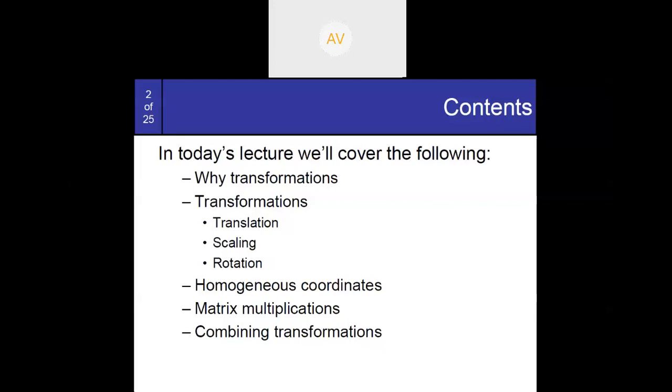What are the matrices? How will the matrices work? In today's lecture we will cover the following topics. First, why transformation. Second, types of transformations: translation transformation, scaling transformation, rotation transformation, then shearing, and then mirror transformation. So there are basically five types of transformation we are going to learn. Then what is the homogeneous coordinate system, then matrix multiplications, then combining transformations. In this lecture we will cover these topics.